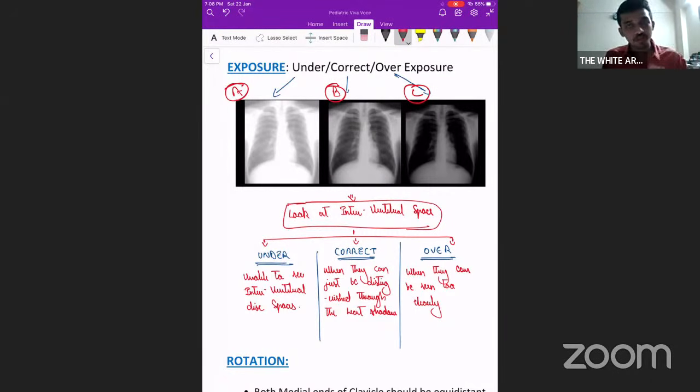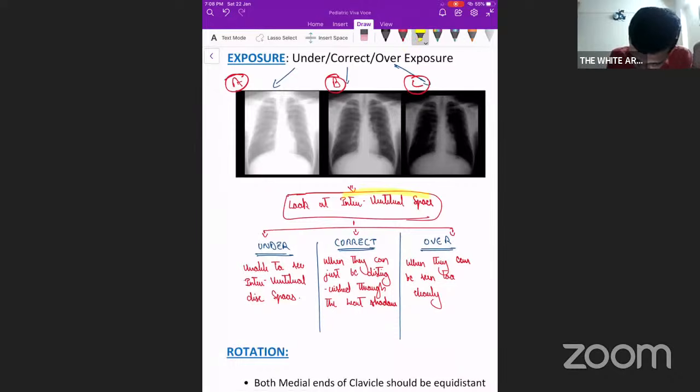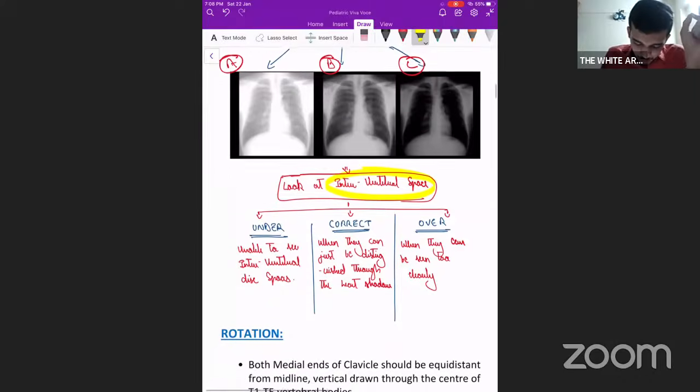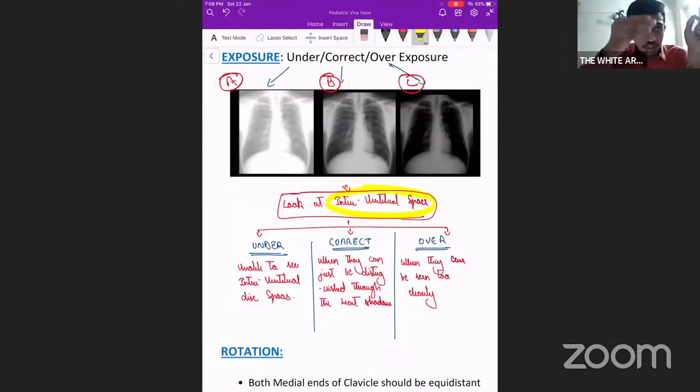Now, but how do we differentiate it? How do we look at the film and tell whether it is correctly exposed or not? So what we do is go back and look at the intervertebral space. A correctly exposed X-ray, as we look at the B image, the intervertebral disc spaces are just visible, finely visible. If the intervertebral spaces are just visible, that means it is correctly exposed.